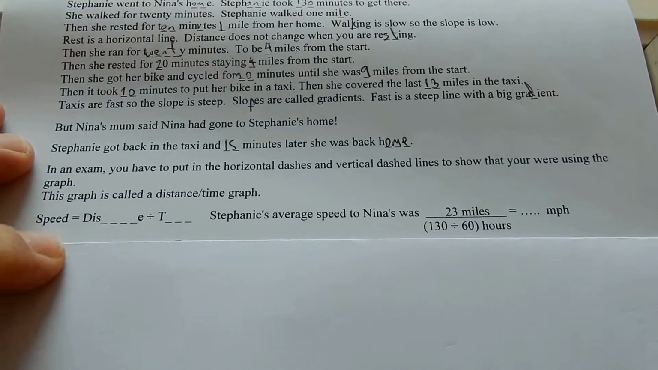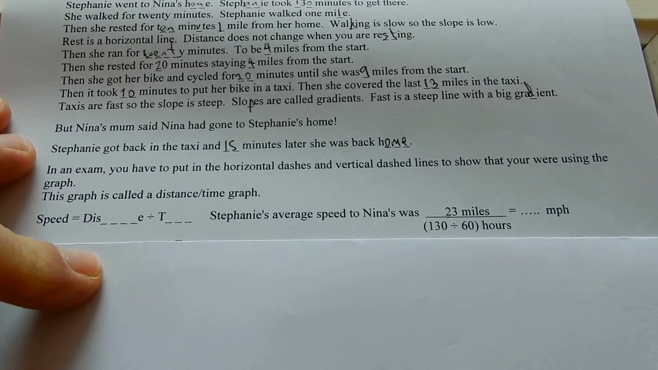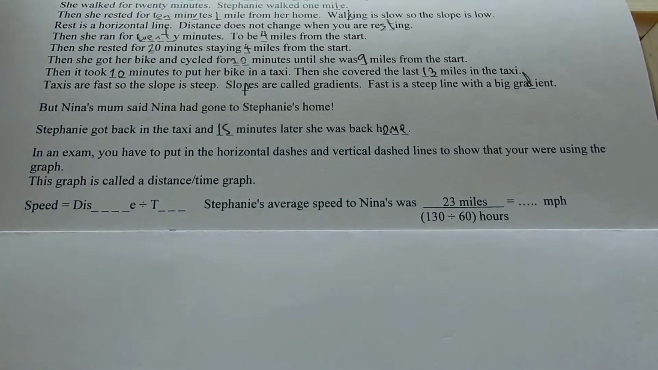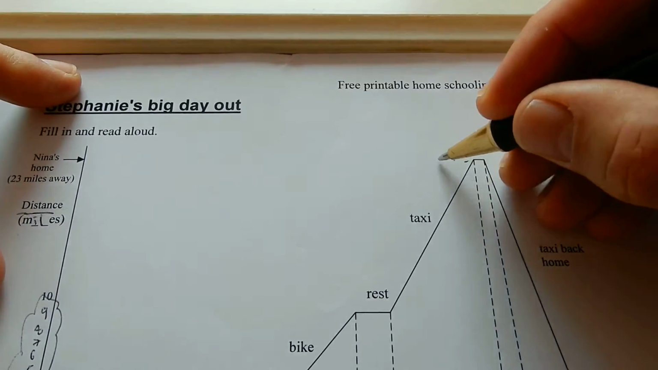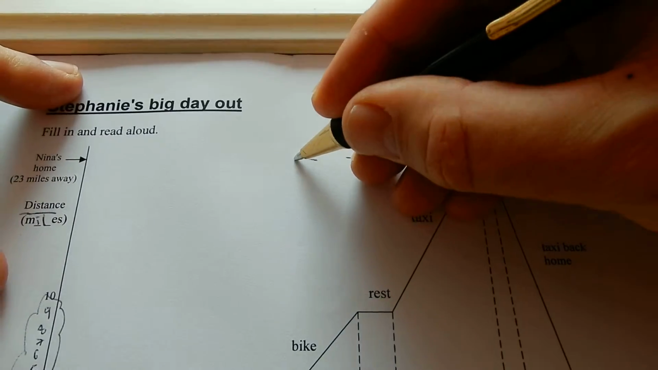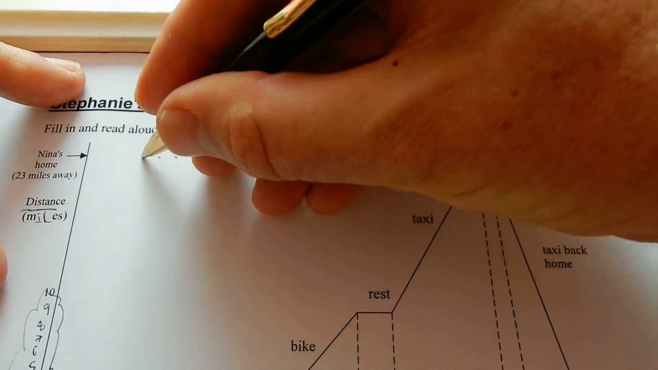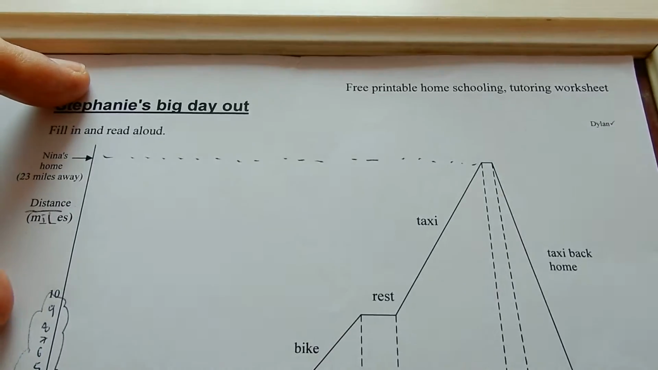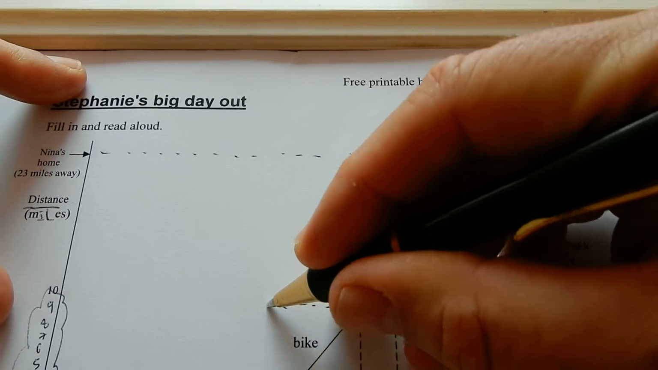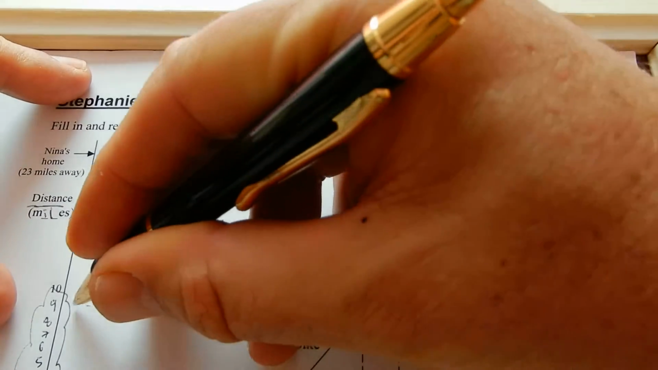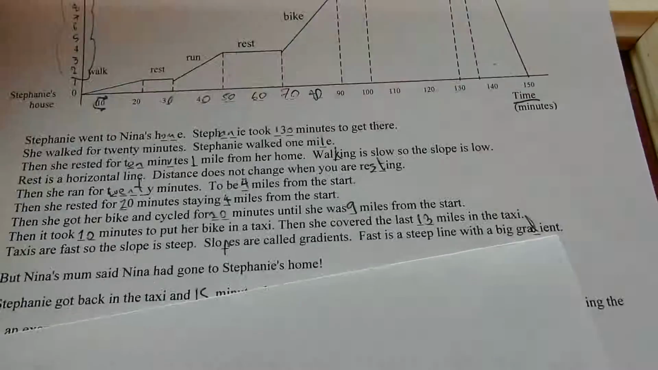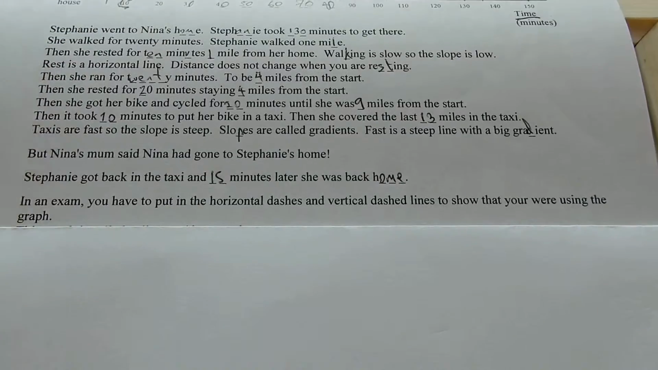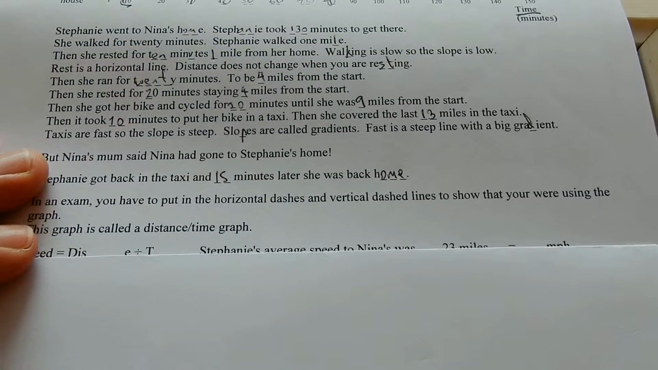In an exam, you have to put in the horizontal dashes and vertical dashes to show that you were using the graph. Oh yes, so I should have had dashes going like this, using a ruler, of course. Okay, that's not too bad. And dashes like this, using a ruler, of course. How's that? Maybe a bit better. Cool, just to show that I was using the graph, not just guessing or cheating or something.